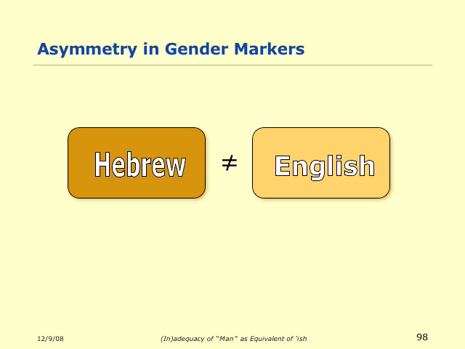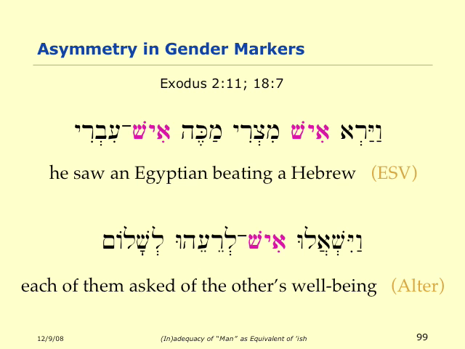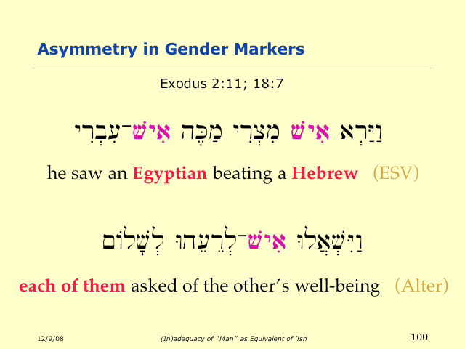This is not startling news. Consider these familiar examples. Vayar ish mitzri maket ish ivri. In this first verse, the 2 disputants are male by implication from the act that Moses witnesses. Vayish alu ish l'reyehu l'shalom. In the second instance, the referents are the men named Moses and Jethro. So why is it that English translations of these passages, going back to the King James Version, almost always render the Hebrew in gender-neutral terms?